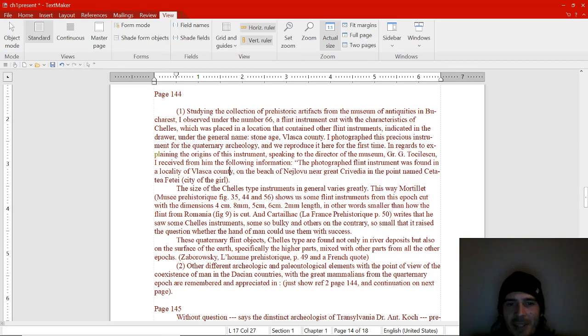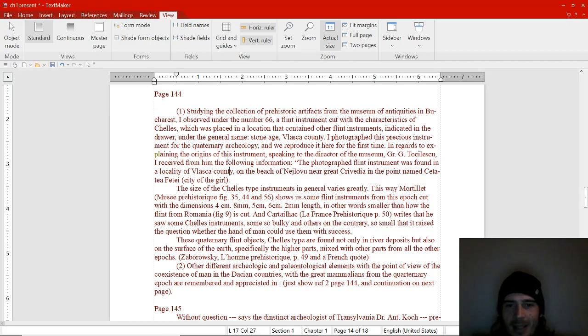The size of the Kelly's type instruments in general varies greatly. This way Mortelet, in his book, shows us some flint instruments from this epoch cut with the dimensions 4 centimeters, 8 millimeters, 5 centimeters, 6 centimeters by 2 millimeters length. In other words, smaller than how the flint from Romania, figure 9, is cut.